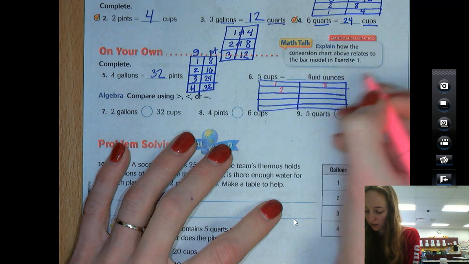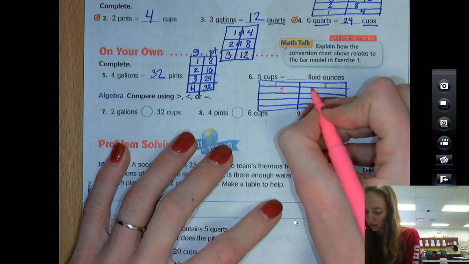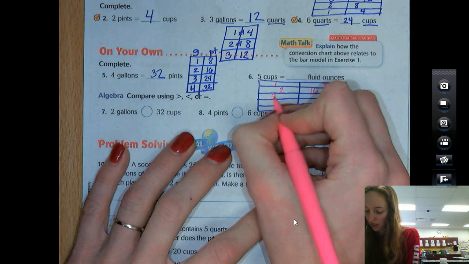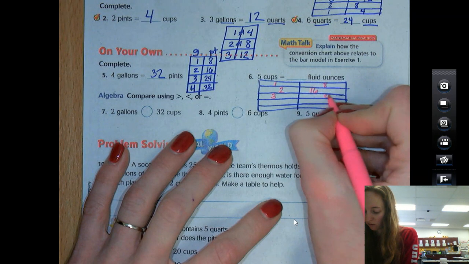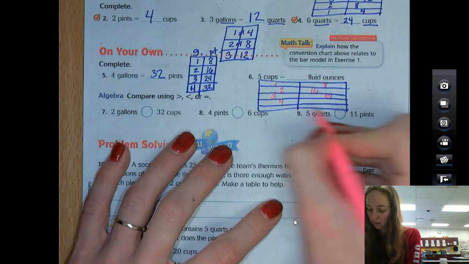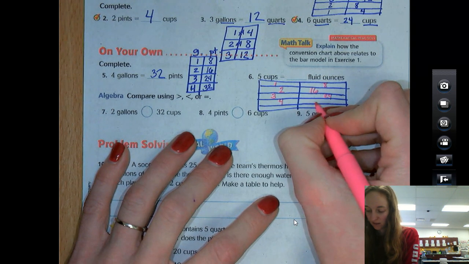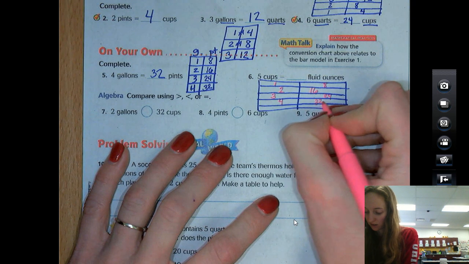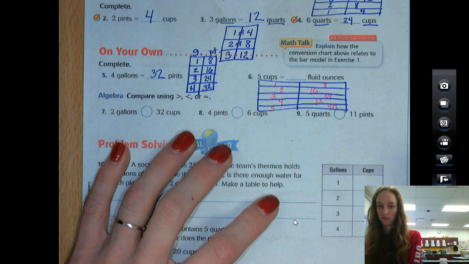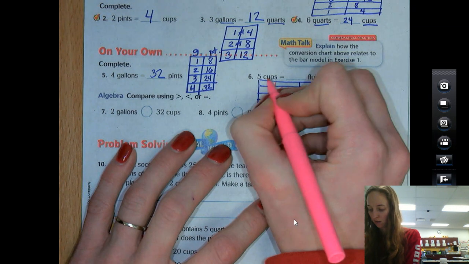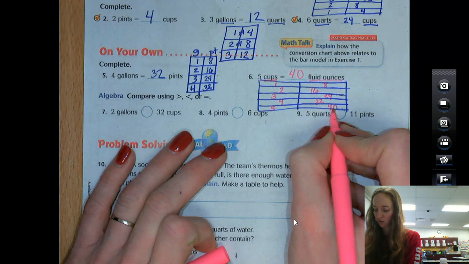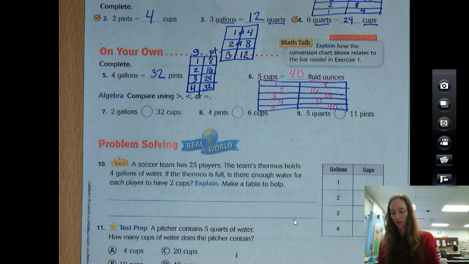2 cups will be times 8. 2 times 8 is 16 fluid ounces. 3 cups, 3 times 8 is 24 fluid ounces. 4 cups times 8 is 32 fluid ounces. And 5 cups times 8 would be 40 fluid ounces. Okay, so cups and fluid ounces. So we have 40 right here. 5 cups is 40 fluid ounces.